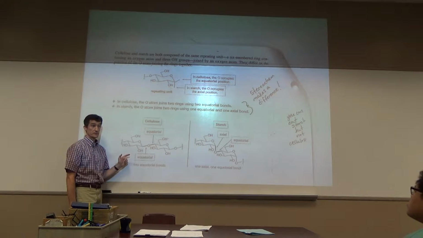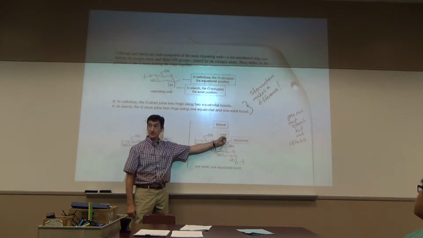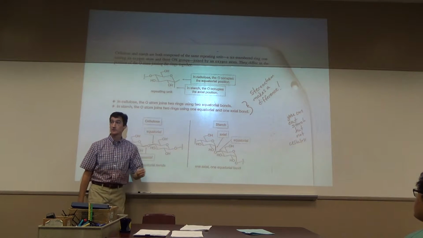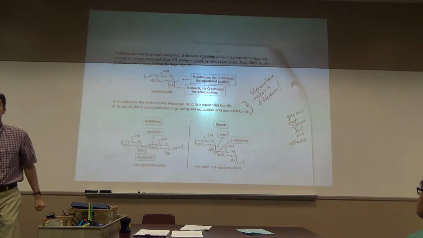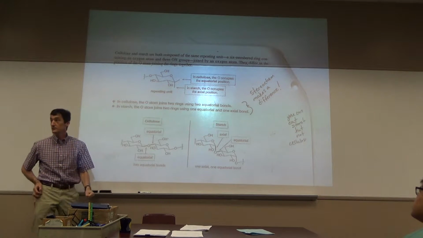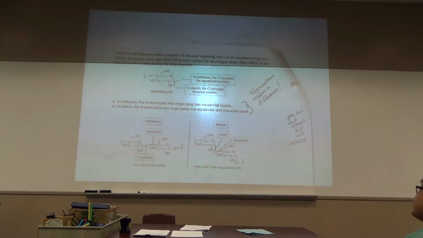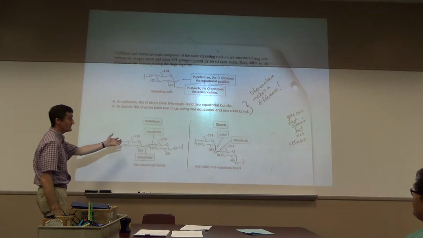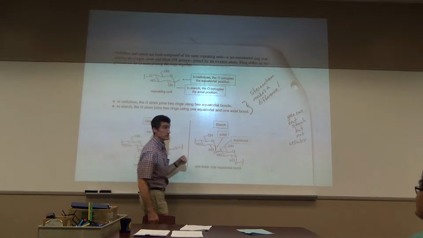Makes a huge difference. Our bodies can digest starch, but our bodies cannot digest cellulose. If we could digest cellulose, we could eat trees and stuff, and we would not have as much concern with famine. I think that's right. Okay, well we can. Stereochemistry is huge. It's very important.